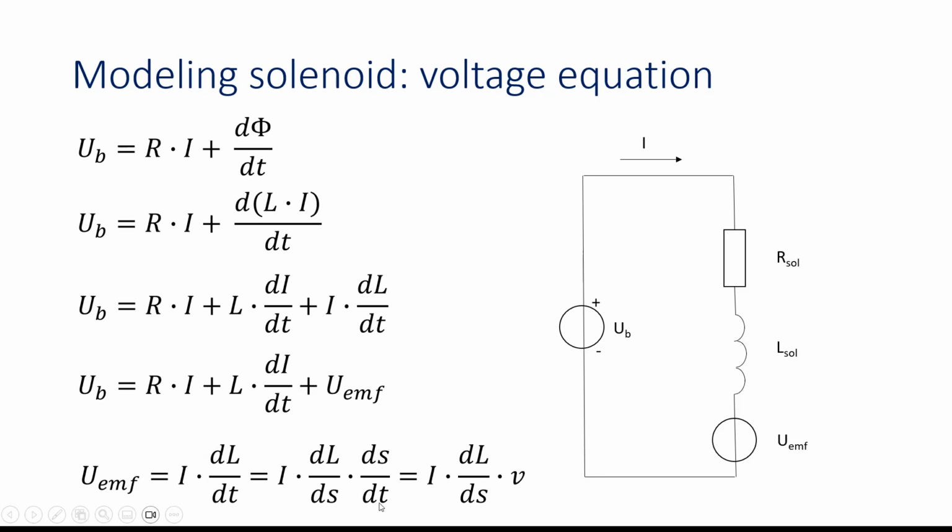And ds/dt, the derivative of the position of the plunger towards time, is of course the speed of the plunger. So in that case we can write the back EMF voltage as the current I times the derivative of the inductance value towards the position of the plunger times the speed of the plunger. So that is an expression of the back EMF voltage in this voltage equation over here. So that is my voltage equation.